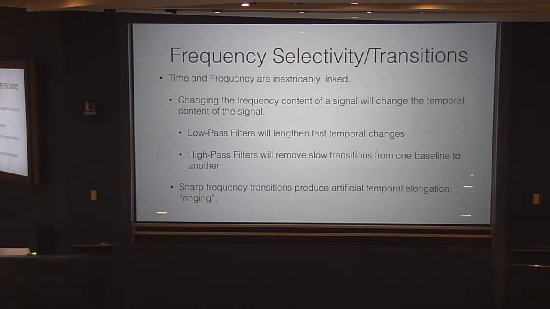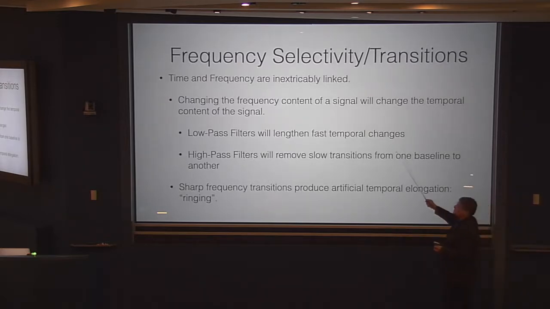All right, so the first question we'll address is, what about the frequency transitions? What does that do? How does that help us? How does it hurt us if we make one decision or another? Time and frequency are inextricably linked. You cannot change the frequency content of a signal without changing the temporal content of the signal also. That's just how the mathematics of the Fourier transform and of frequency works.